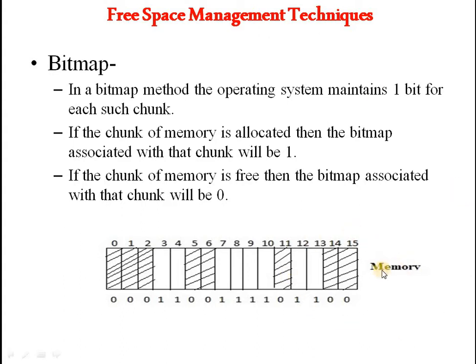For example, here is a layout of memory having 16 chunks, 0 to 15, with their allocation status. If the memory chunk is allocated, it is represented by 1, and if the memory chunk is free, it is denoted by 0. Finally, the string is created like this: 0 0 0 means the first three chunks are free, so they are denoted by 0, and after that two chunks are allocated, so they are represented by 1 1. Likewise, continue up to the 16th chunk.